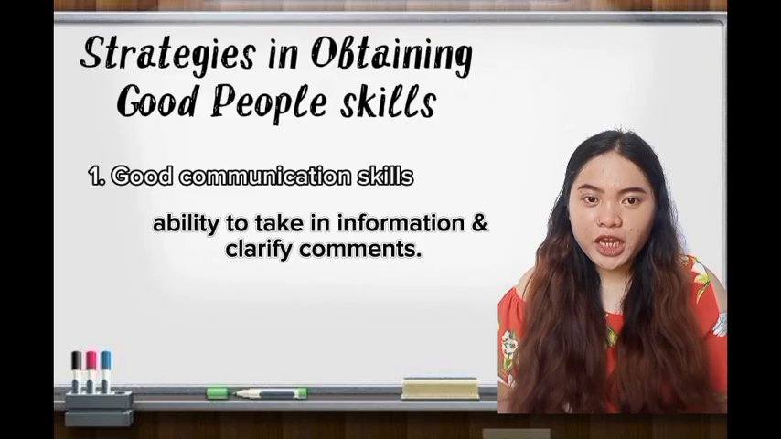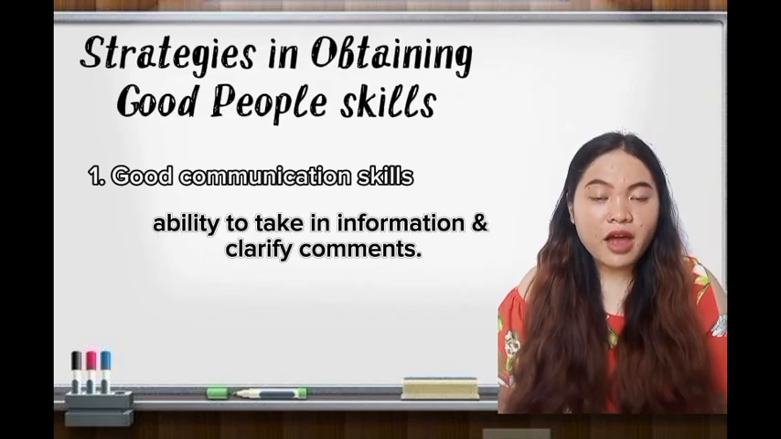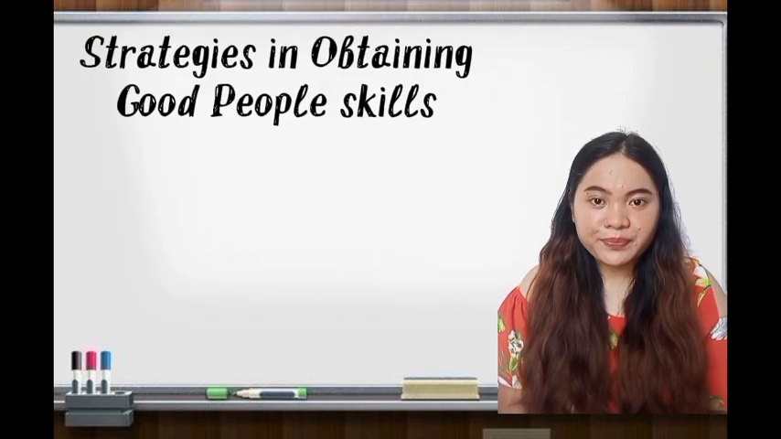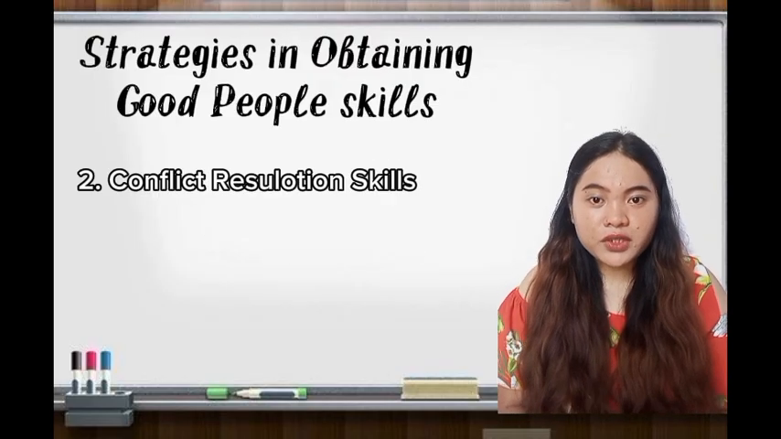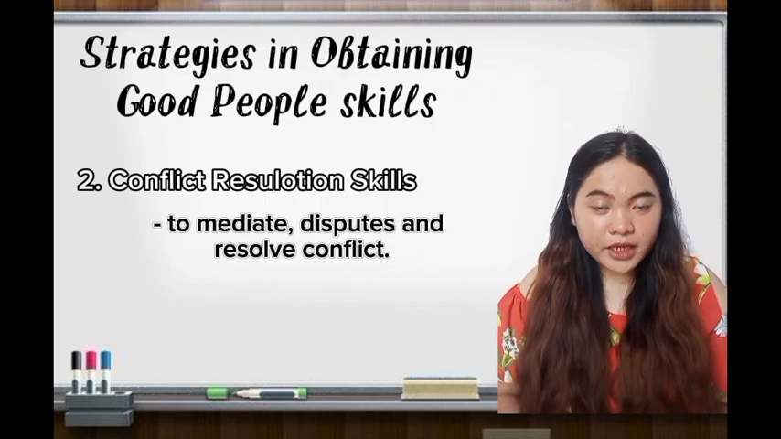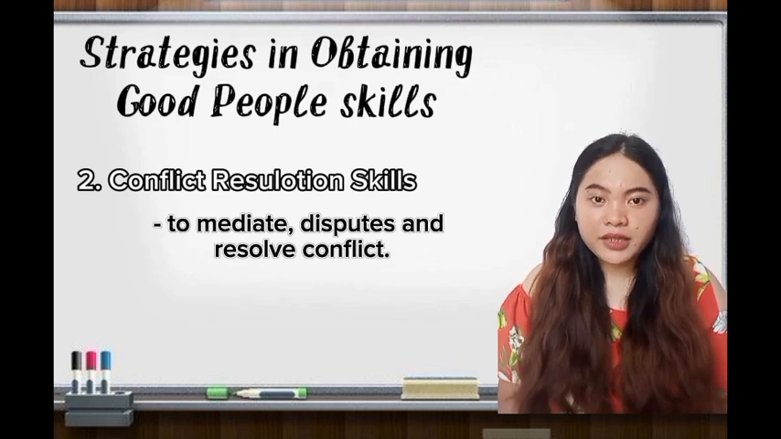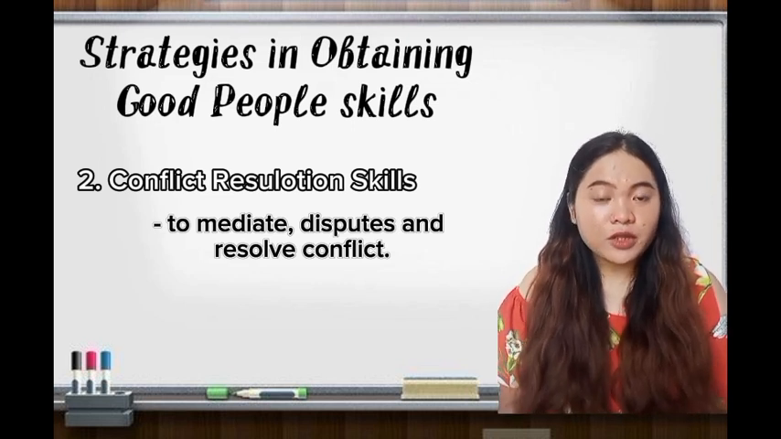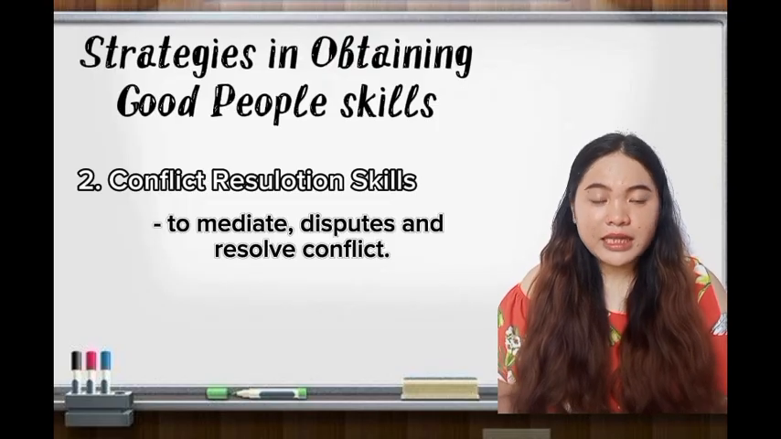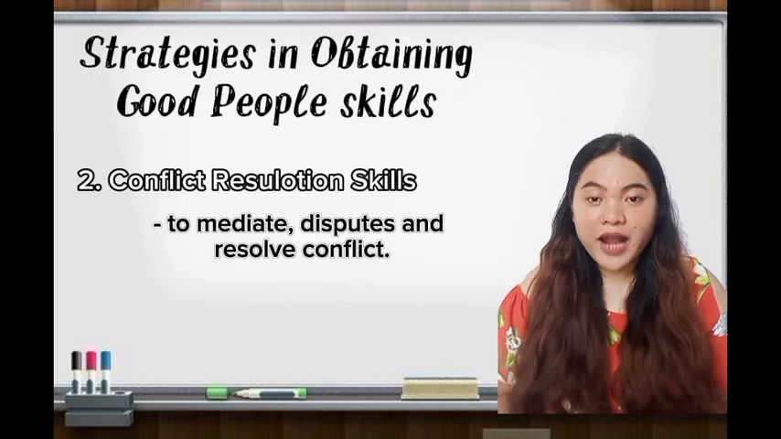First, good communication skills. Strong people skills in the communication area include the ability to take in information, clarify comments, and participate in effective verbal and written exchanges. Number two, conflict resolution skills. Having the ability to mediate disputes and resolve conflict among others is an important personal and professional skill. Hence, conflict resolution involves the ability to clarify a specific dispute, listen to perspectives in a non-judgmental manner, and offer suggestions for action.